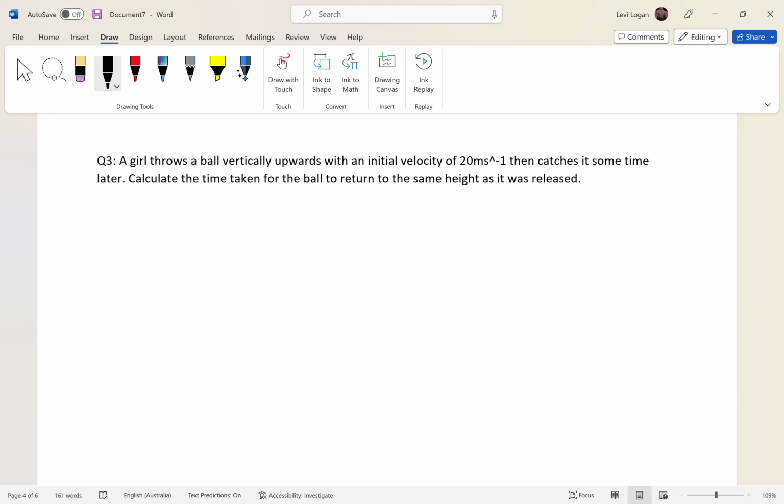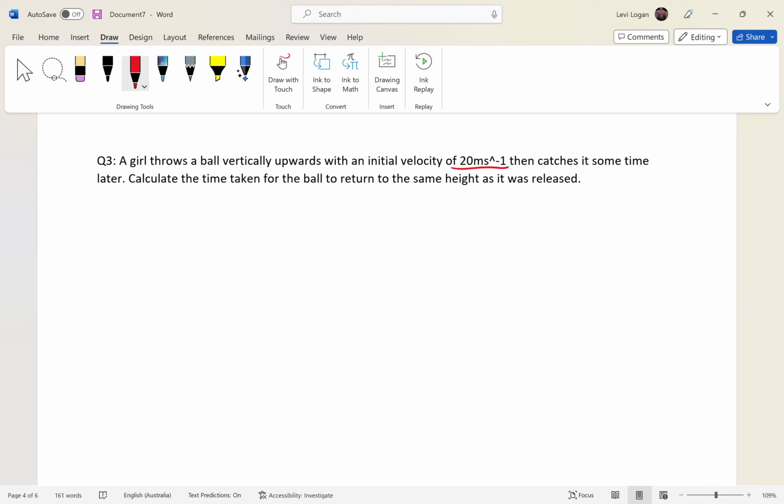Calculate the time taken for the ball to return to the same height as it was released. Okay, so it's pretty much the same scenario as the first question, except we've just been given the initial velocity this time, so we don't have to find it. If you want to have a go at this question, feel free to pause the video. Okay, so straight up we've been given the initial velocity here.